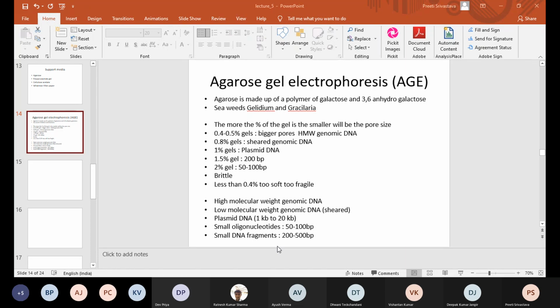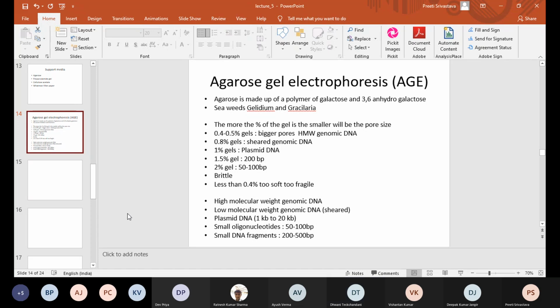We use PFGE only and only when we want to really figure out what the different sizes of the chromosomal DNA are. Like you have isolated a new strain and you are confused whether it is the same strain or a different strain. In such cases we use PFGE. Otherwise, the method that I described just now works. You can just collect the bigger strands. Okay, ma'am, got it.